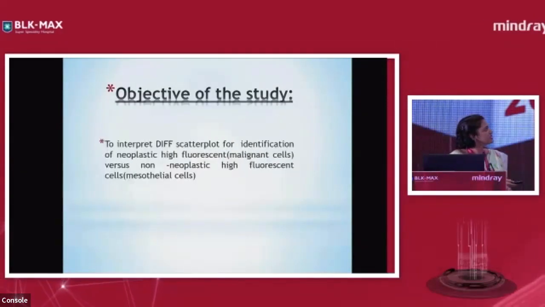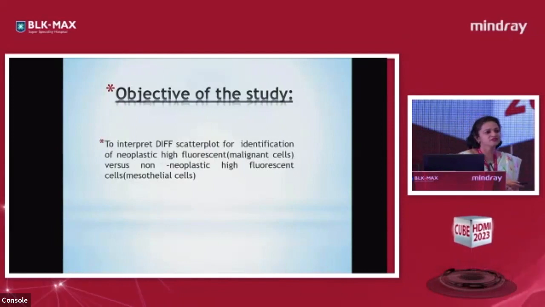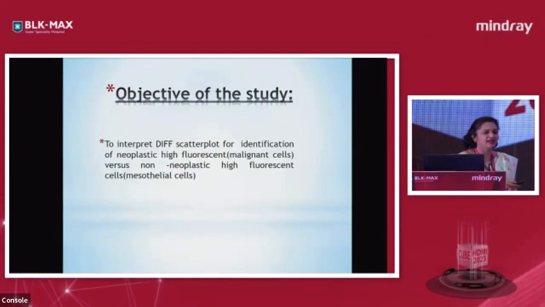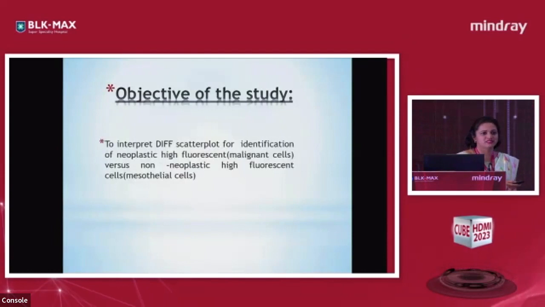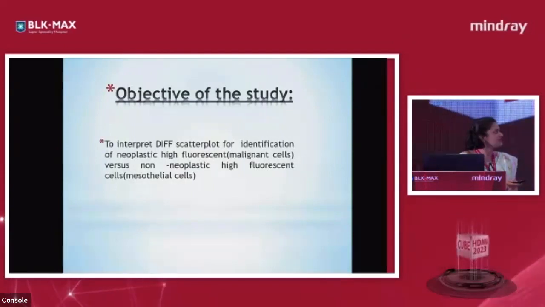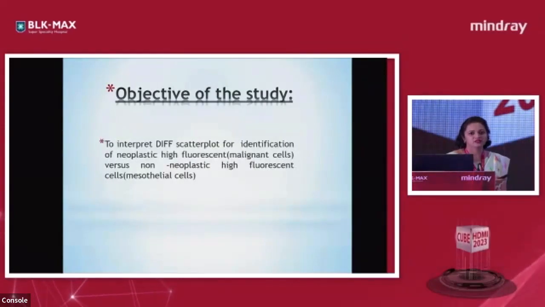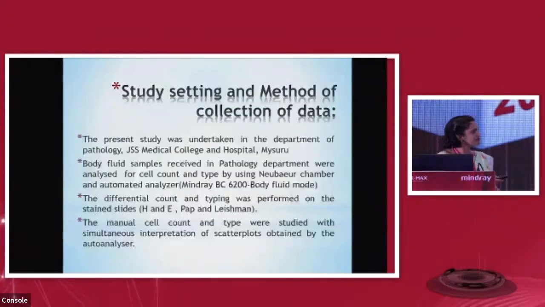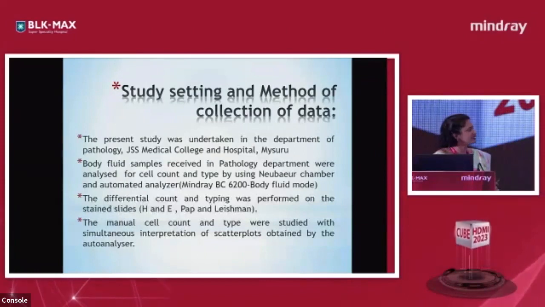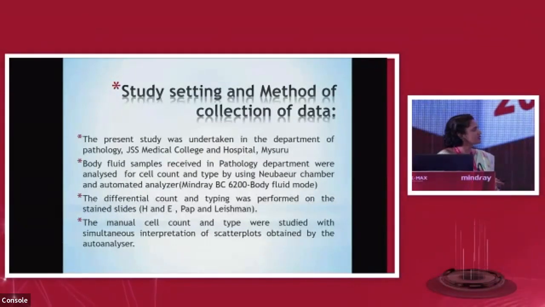So what was the objective of the study? To interpret this diff scatter plot for identification of neoplastic high fluorescent cells, malignant cells, versus the non-neoplastic high fluorescent cells, which could probably be mesothelial cells or macrophages. So the present study was undertaken in the Department of Pathology, JSS Medical College.